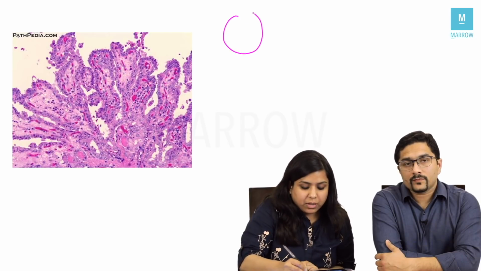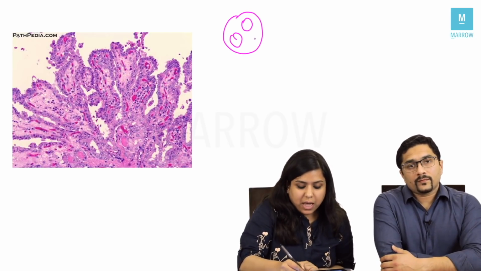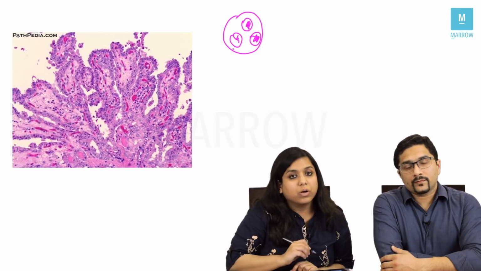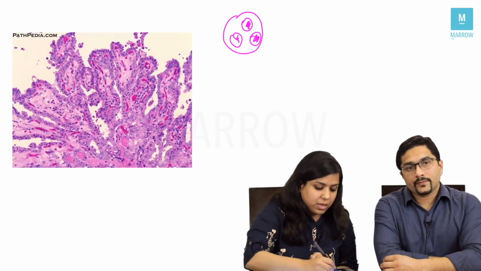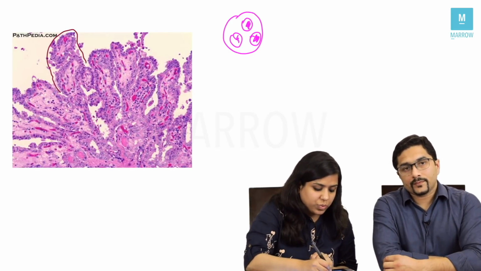A normal thyroid gland will have thyroid follicles, and these thyroid follicles will be filled with a pinkish material called colloid. In this case, on the other hand, what we see are these papillary projections.